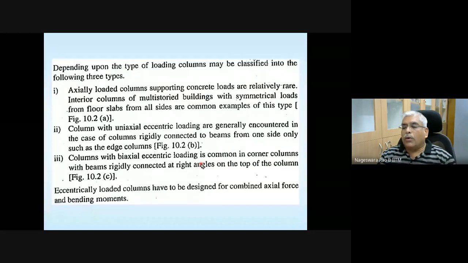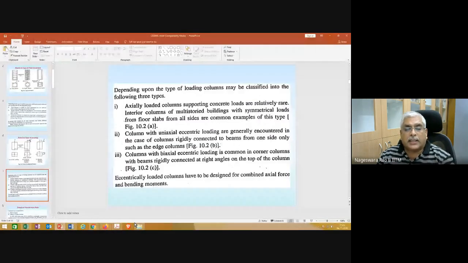Or if the load is not along one of the directions, if the eccentricity is with respect to two directions, that is going to happen depending on the layout and other things. Eccentrically loaded columns have to be designed for combined axial force and bending moments. So that is what this section of the code is giving here.